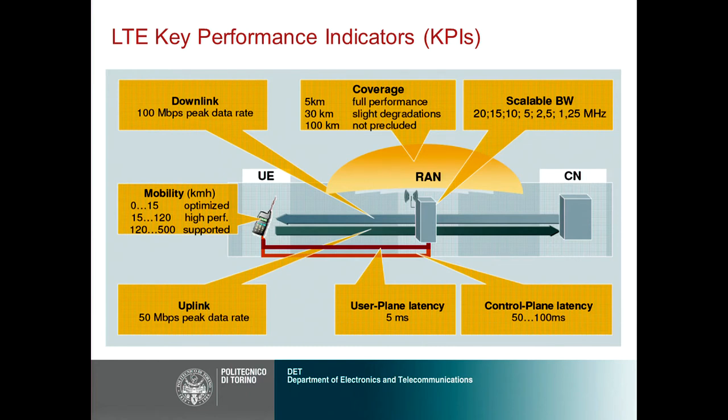These are the key performance indicators of LTE. I just want to point out, besides something that I've already mentioned, that LTE caters for high mobility as well. Although it's optimized for slow mobility, people walking around, it also works with high performance up to 120 kilometers per hour. So you're able to receive high data also when you are on a train or when you're riding in a car as a passenger, hopefully not while driving.